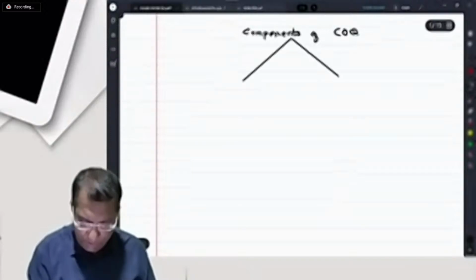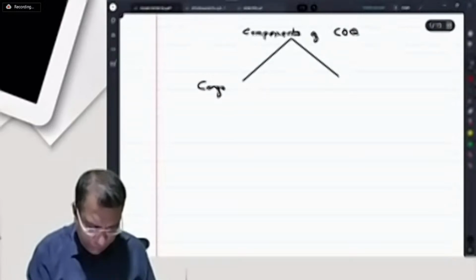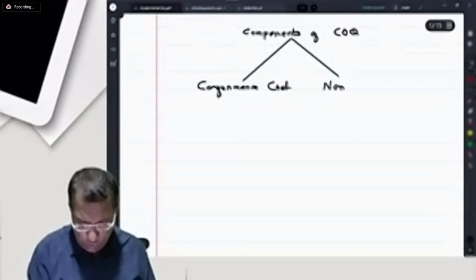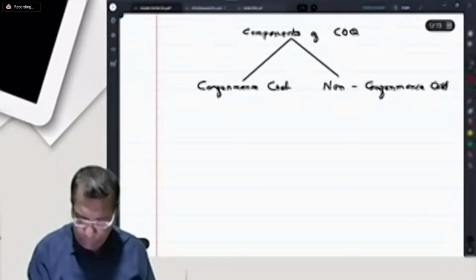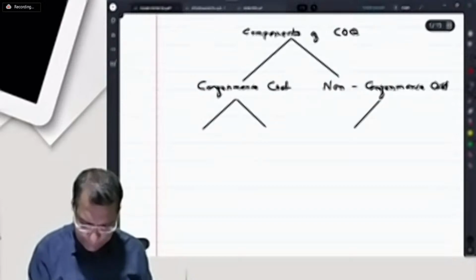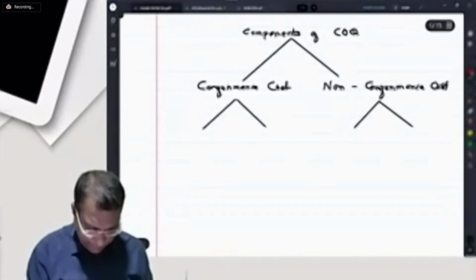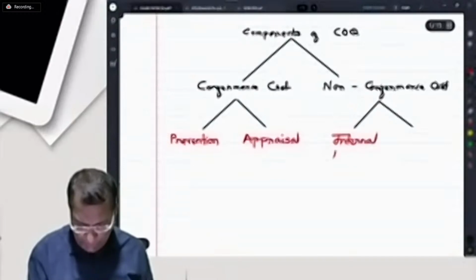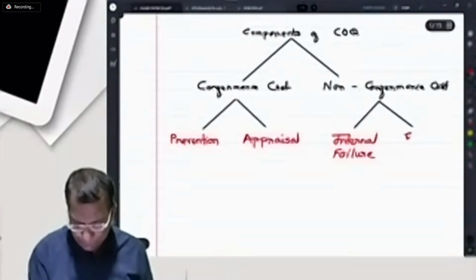So there are two broad components. The first component is known as conformance cost, and the second one is known as non-conformance cost. Further, both the conformance and the non-conformance cost will be further bifurcated into two parts: prevention cost, appraisal cost, internal failure cost, and external failure cost.